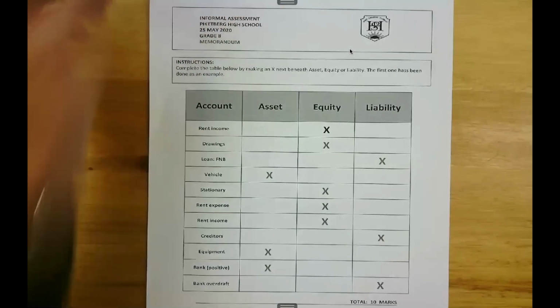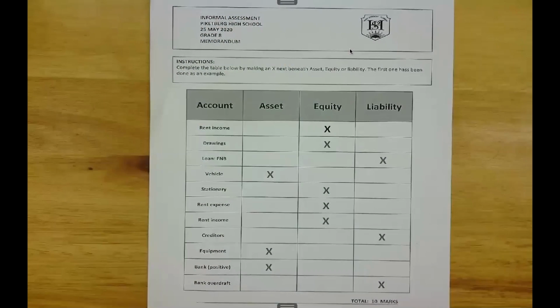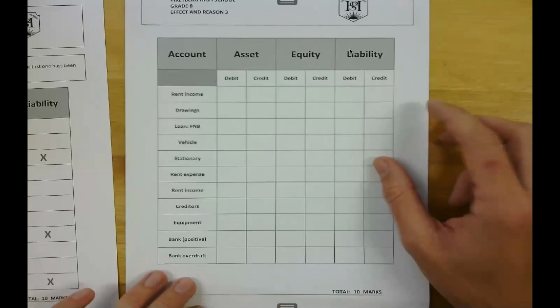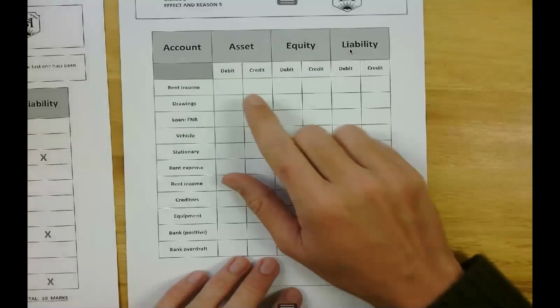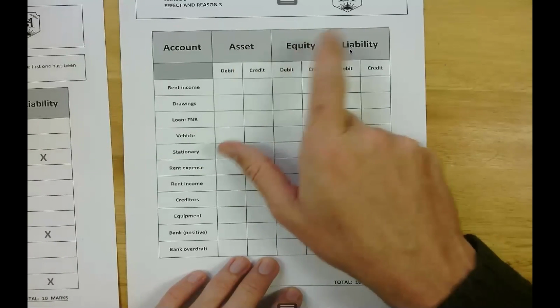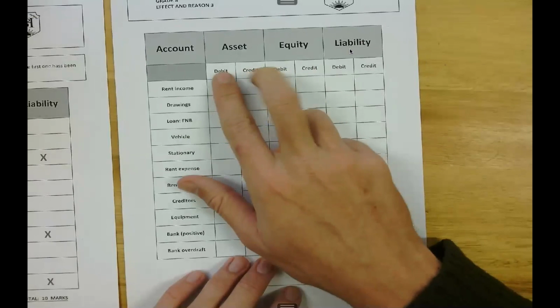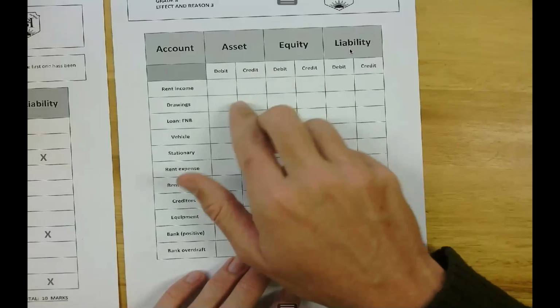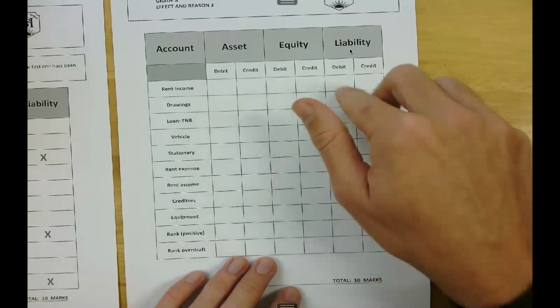Okay, so I want to take this table and I'm going to take the same accounts and just add a little bit of something to that same table. So you'll see now I've added, within each of the classifications, assets, equity, and liabilities, a debit side and a credit side. Debit and credit side, debit and credit side.